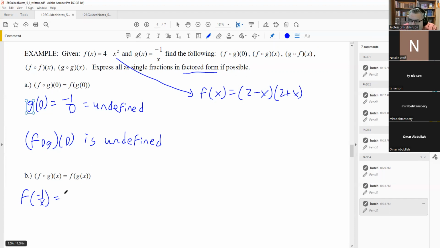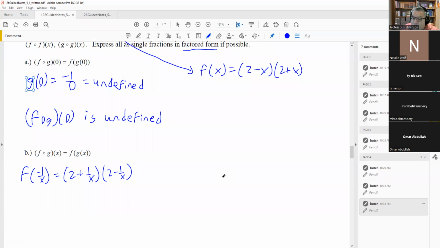So something like this, if I put it into here, I'll get 2 minus. So actually, if I put the negative 1 over x in for the x here, instead of using the original one, I'm going to use the factored form here. If I have 2 minus a negative, that's going to turn that into a plus. And then if I have 2 plus a negative, that's going to be 2 minus 1 over x. Okay. Now it's factored, but then it also says we want to write this as a single fraction. Okay, so as a single fraction, what we can do here is we can get some common denominators for each of these and then multiply those together.